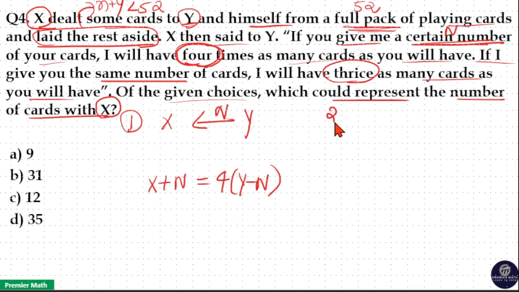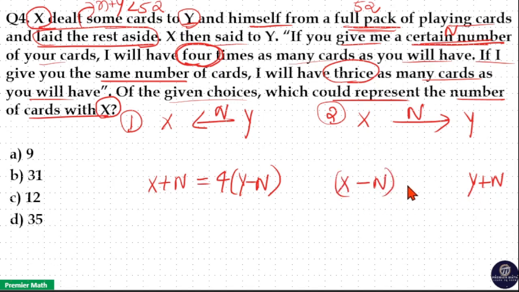Again, X is saying to Y, if X gives the same number of cards to Y, then after this second process, X will have x minus n cards, because X is giving n cards to Y. Then Y will have y plus n cards, because Y is getting n cards from X. Now, after this second process happens, X says to Y that the number of cards left with X will be 3 times the number of cards left with Y. Now, we have got 2 equations.